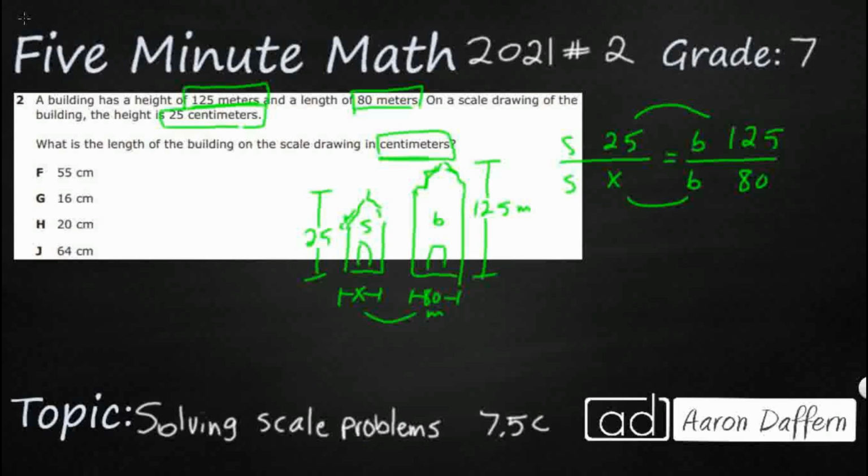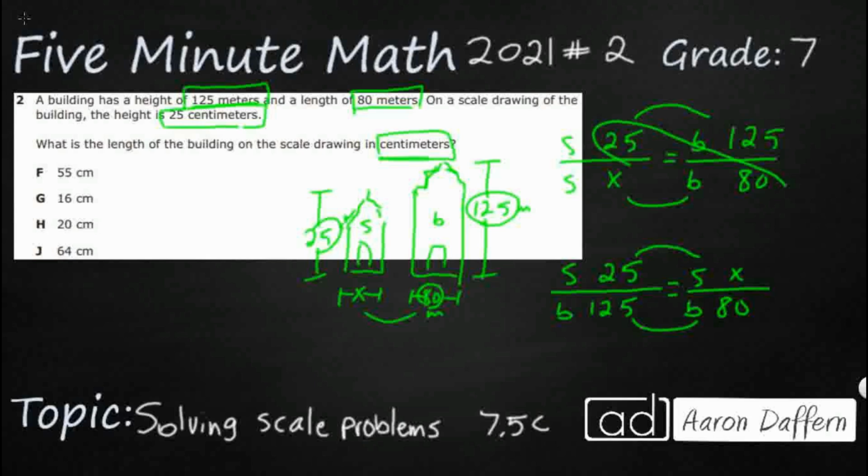The other way we can do it is we can just make our fractions small over big, and match them up that way. So we can say our height, 25, matches with the height of the actual building, 125. And then the length, X, matches over the length of the actual building, 80. And so we've got the matching right there.